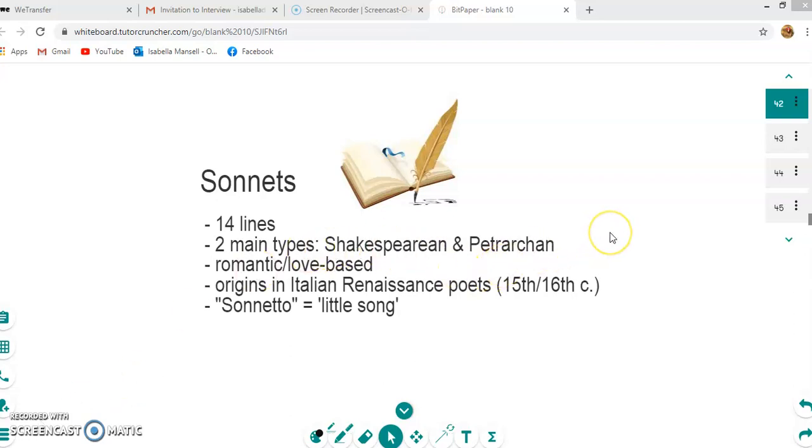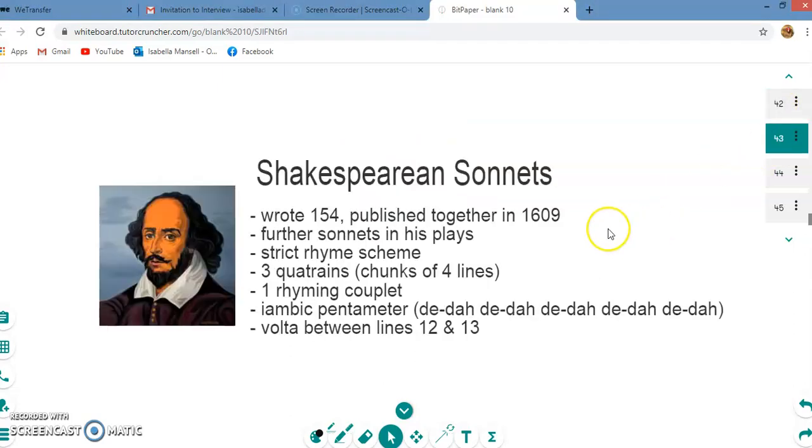Today I'm going to be analysing one Shakespearean sonnet and really focusing on the Shakespearean sonnet as the form. So I'm just going to talk a little bit about Shakespearean sonnets. William Shakespeare wrote 154 sonnets, which were published together in 1609, but he also wrote further sonnets in some of his plays, for example, in Romeo and Juliet or in Henry V. So you might want to go and have a research of some of those plays as well at some point and see if you can spot the sonnets.